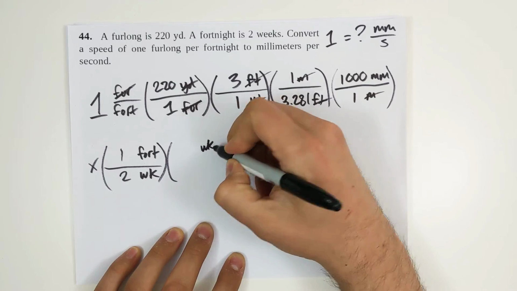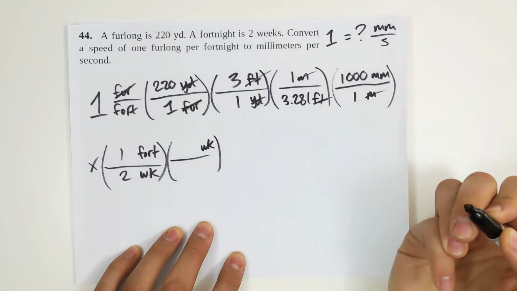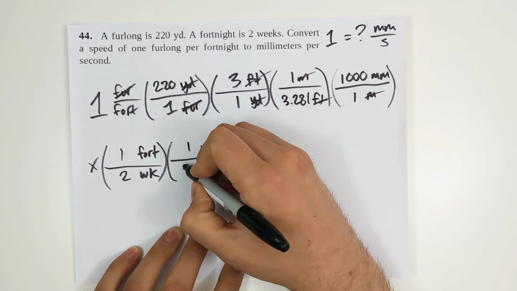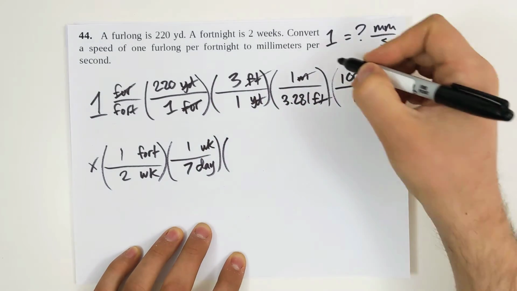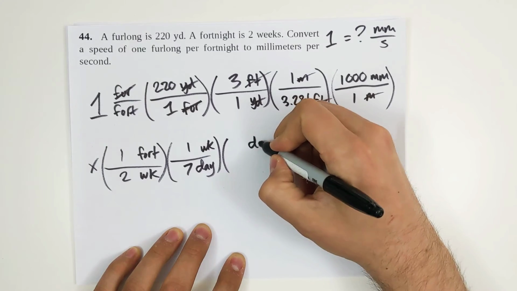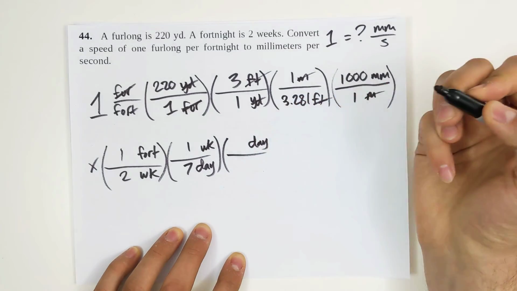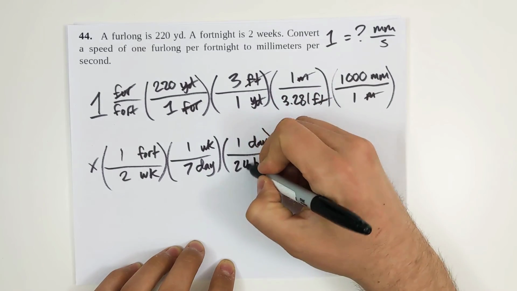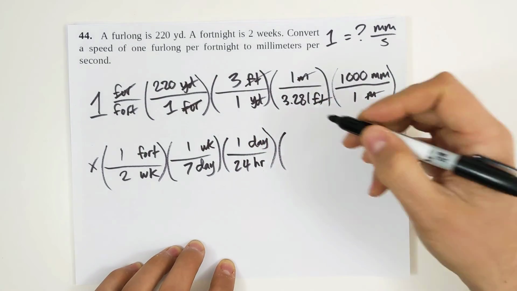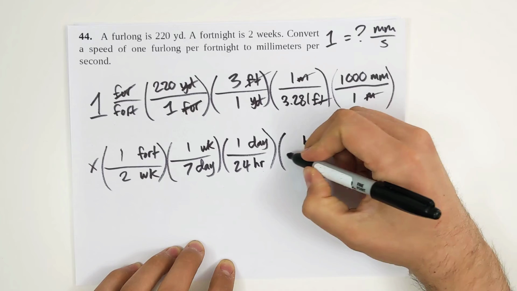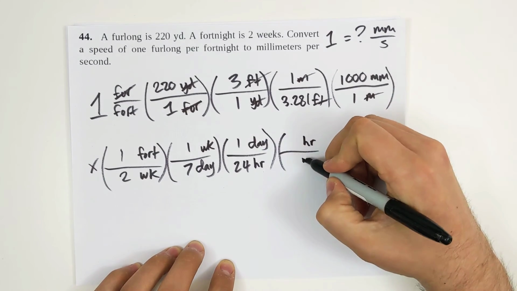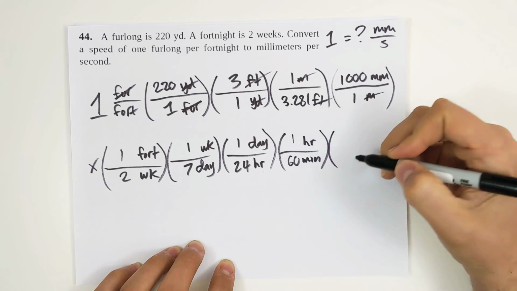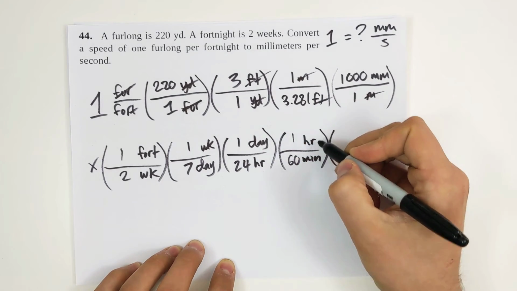Watch this. 1 week is how many, what's the next thing we can do? Days. Right? 1 week, 7 days. Easy. We're getting closer. Days, we can go to hours. How about that? 1 day, 24 hours. These are all things you know. 1 hour, what can we go to? Minutes. 60 minutes. All right, and remember, we've got hours down there, hours up here, minutes.